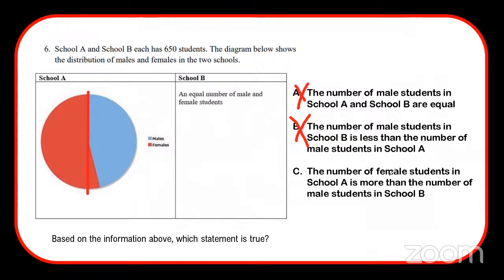All right, I see lots of true coming in. And we're so right. It is definitely true. We have more female students than male students here in school A, definitely. And in school B, given that half the population is male, it means that if school A has more than half and school B has half, school A definitely has more female students than school B has male students. So C is the correct statement here.